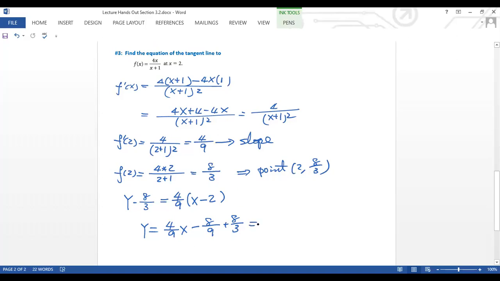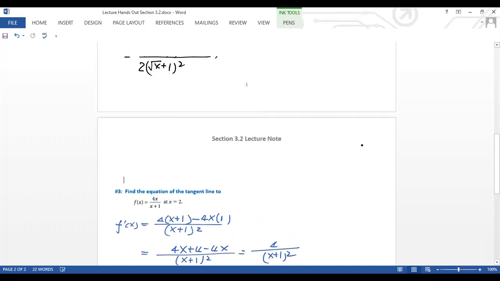Okay, so now if this is 4/9 times x, so the 8/9 minus, so this will be what? So this will be the positive 16/9, right? So if you find the common denominator, it's 24 minus 8. Yeah, so it's 16/9 here, all right? So this is my tangent line here. Okay, that's it for these sections.